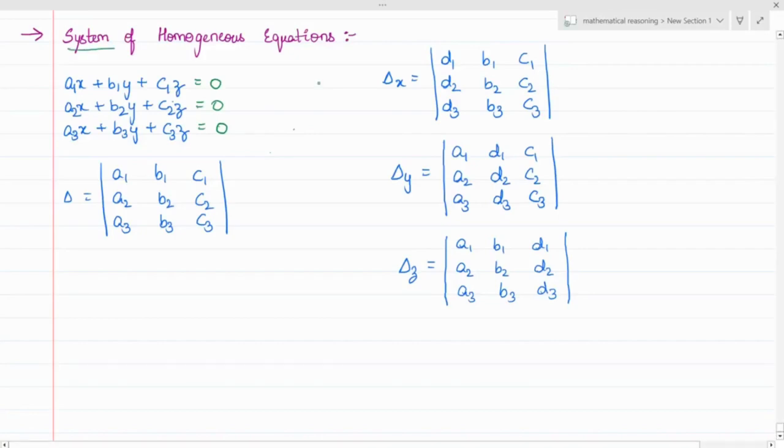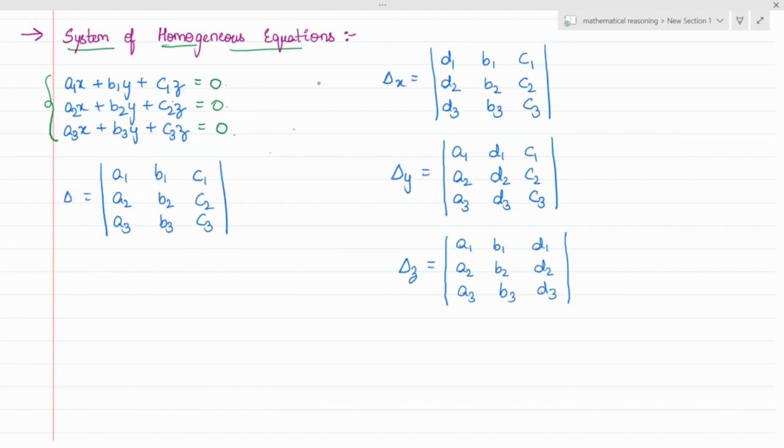Next topic is system of homogeneous equations. In this also, we have three equations, and the system of equations is said to be homogeneous whenever its constants are zero. That is, instead of d1, d2, d3, we have 0, 0, 0, then we call those equations a system of homogeneous equations.